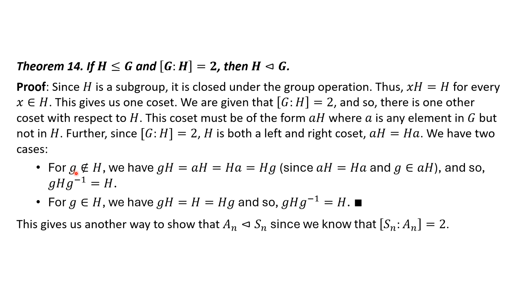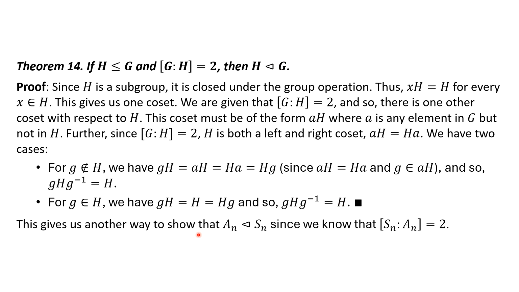But we've only shown it in this case, where g is not an element of H. If g is an element of H, then we have gH equals H, that's from this here, and that equals Hg, and then again multiplying by g inverse on both sides we get this here. So either way we have this property, and that implies that H is a normal subgroup of G.